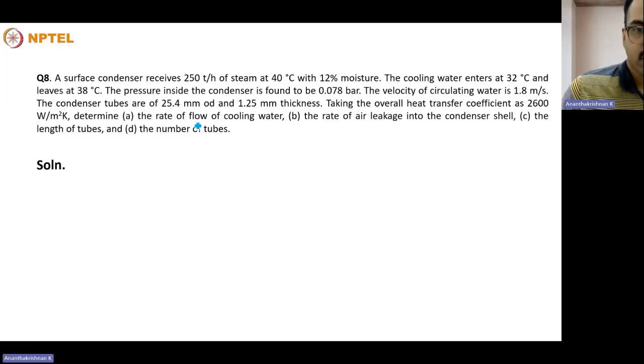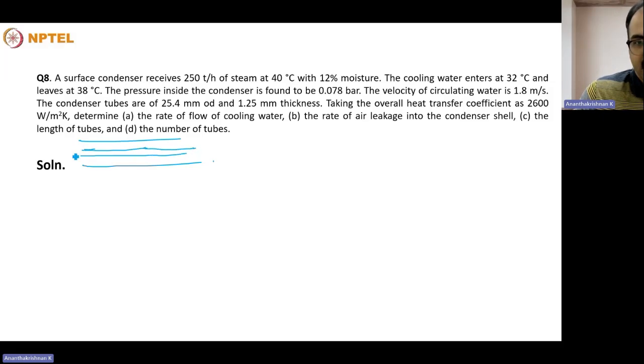So if you try to draw, this is a shell side and this is the tube side. So this will be the cooling water that will be inside the tubes, and then the steam will be in the shell side.